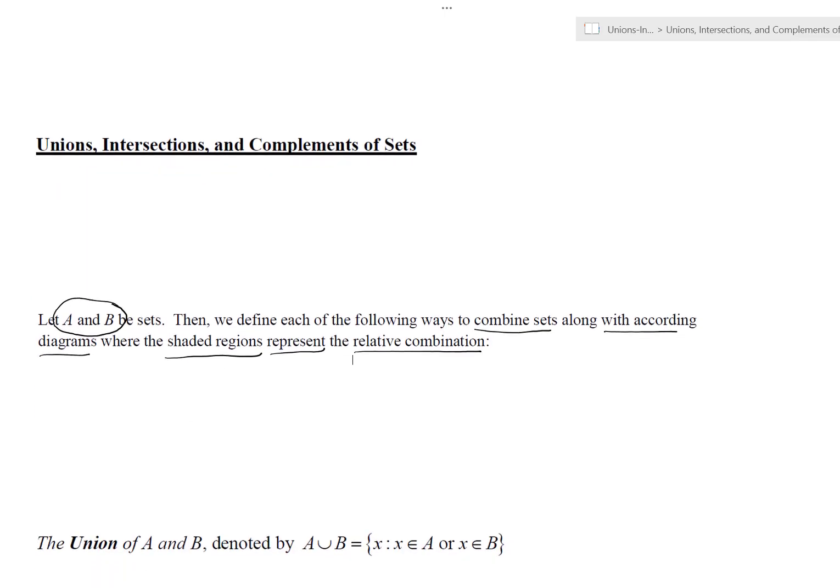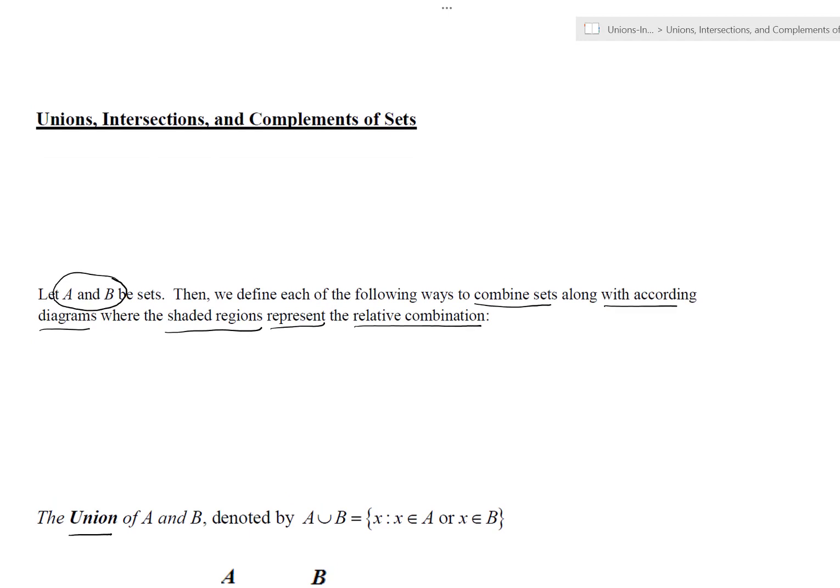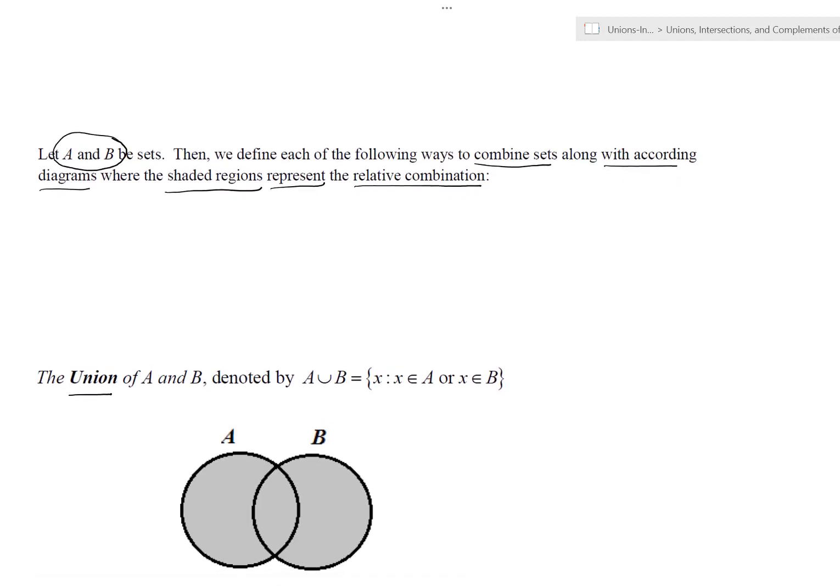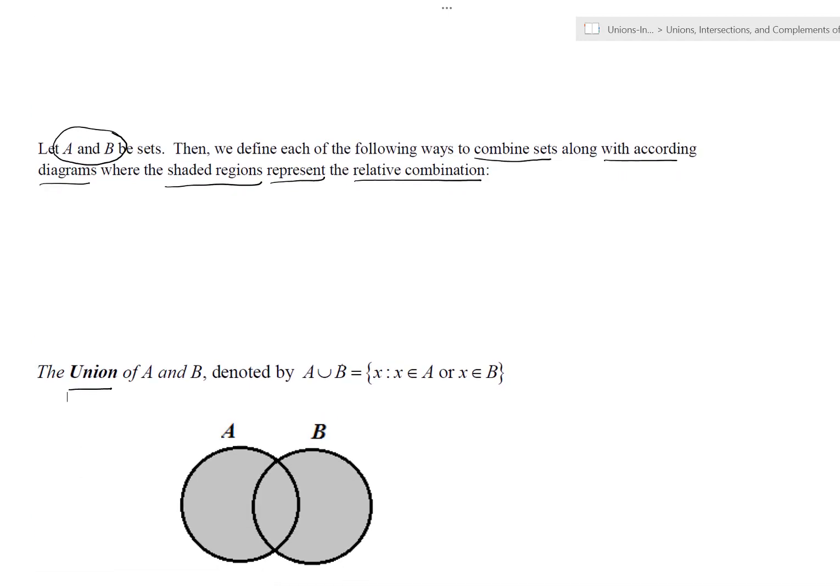We can take the union of A and B. So I guess I'll just show you the picture at the same time. The union symbol here, A union B as we say, that big U-looking symbol, stands for union, go figure. It is defined to be the collection of values, say x's, so that x is an element of A or x is an element of B. So look at the diagrams below.